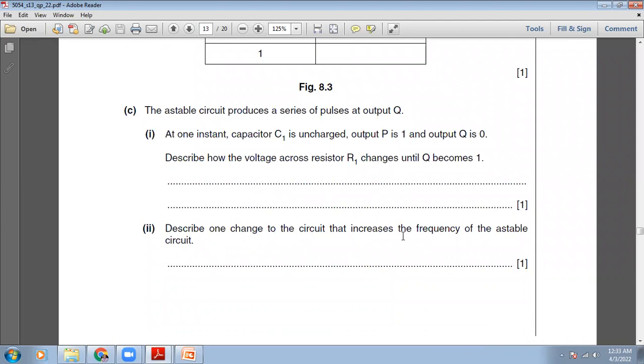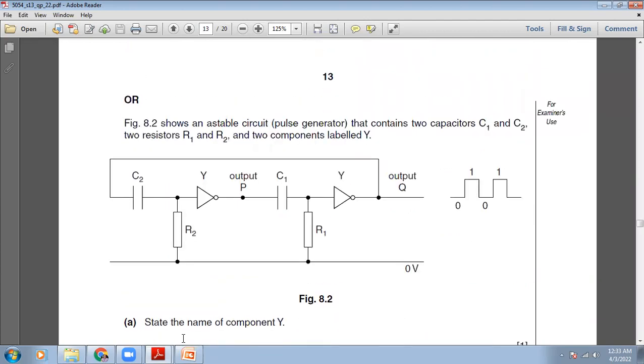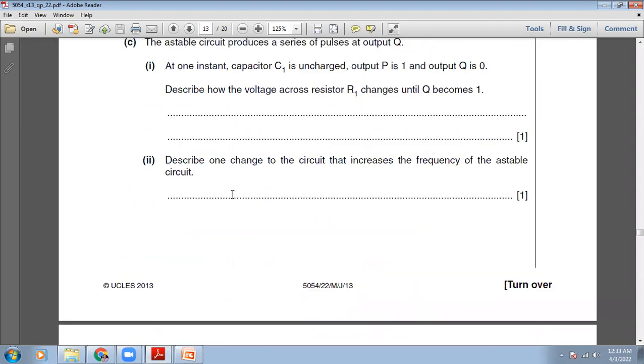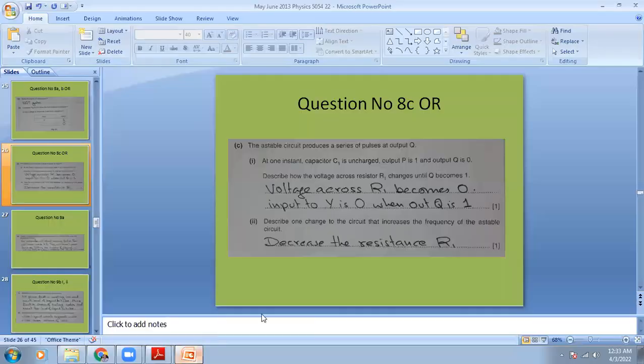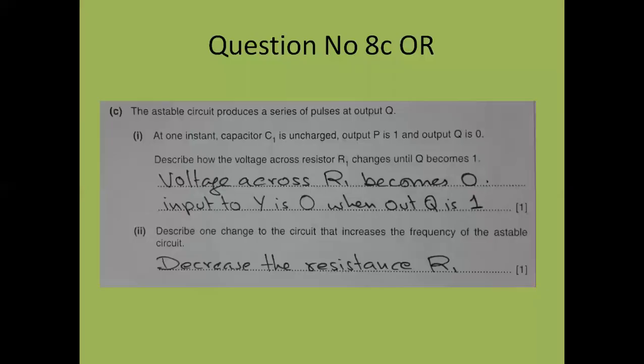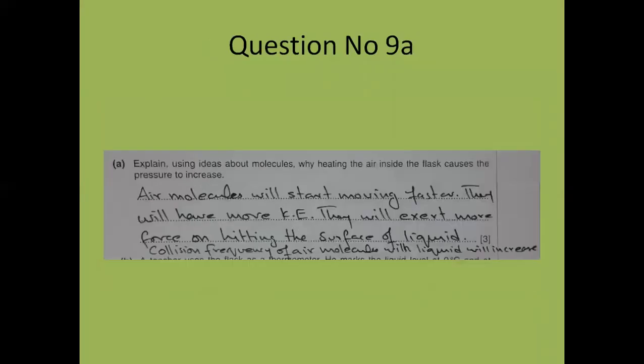Describe one change to the circuit that increases the frequency of the astable circuit, so the pulses are produced more quickly. Very simple answer, just reduce this resistance. When you reduce this resistance, the charging and discharging will happen more quickly. So the pulses here will be more frequent. Okay, so decrease the resistance of the R.